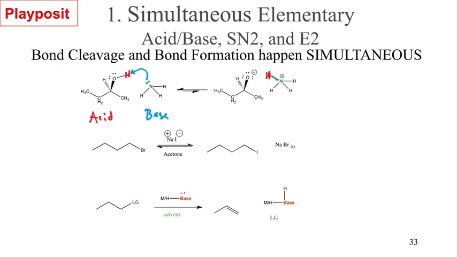But if we did that, we would exceed the octet on the hydrogen. So what else do we have to do? Electrons in the bond go back to the oxygen. The electrons in the bond go to the oxygen. That accounts for that extra lone pair.